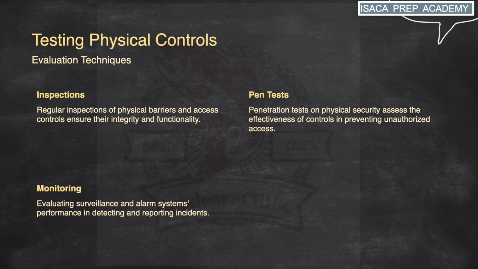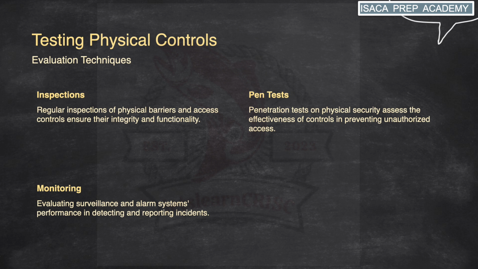Friends, monitoring activities may involve conducting periodic reviews of surveillance footage, analyzing alarm system logs, and verifying the timely response to security alerts. Any anomalies or deficiencies identified during monitoring are promptly investigated and addressed to enhance the overall effectiveness of the security system.